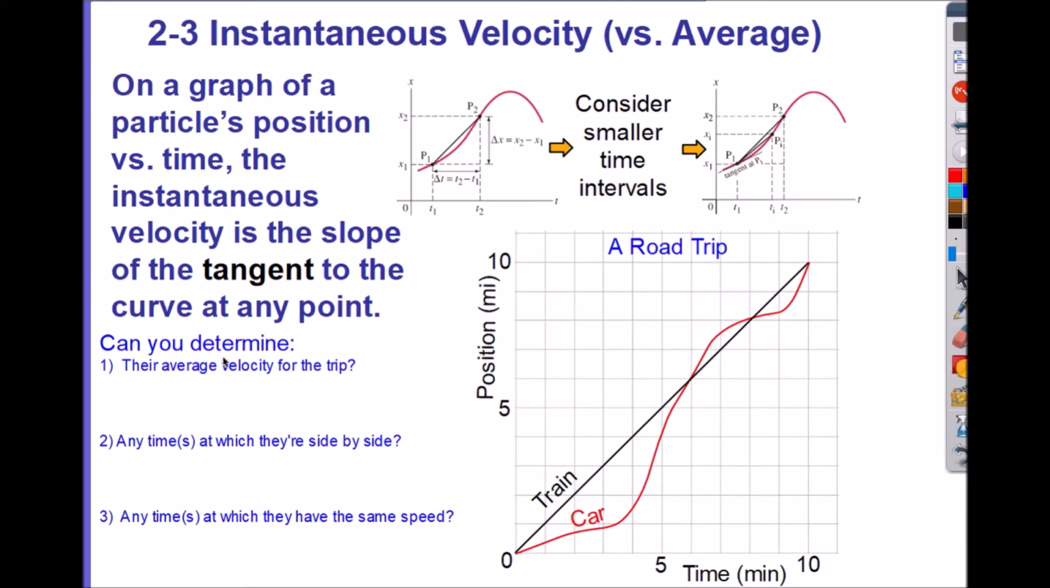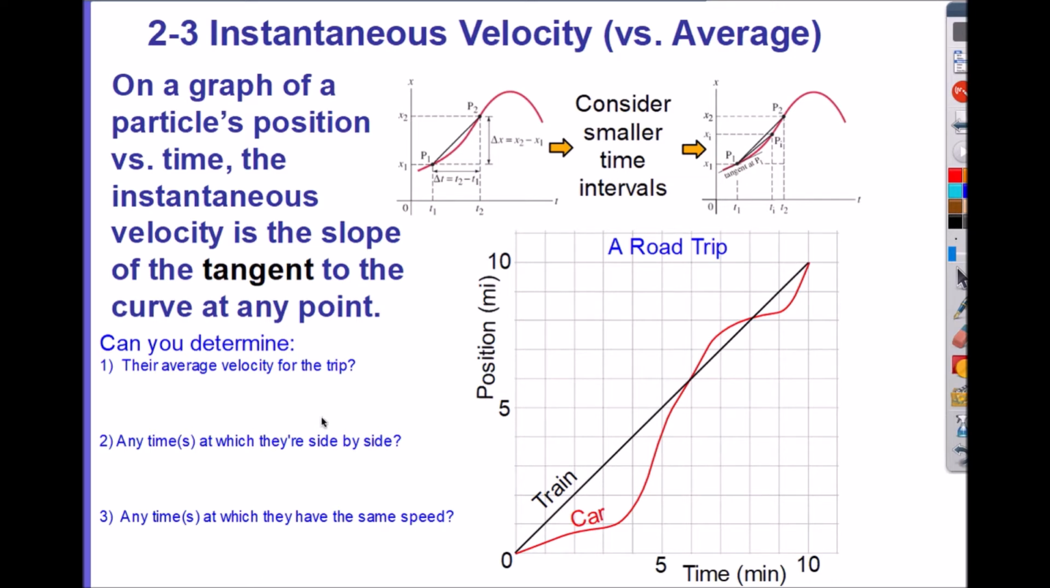I want to ask you if you can determine the average velocity for each of these two objects during the trip. Are there any times at which they are side by side, and any times at which they might have the same speed? Now again, this is to give you a chance to practice this. I'm going to suggest that you pause the video and try to answer these questions yourselves, and then when you're ready, come back and take a look at it.